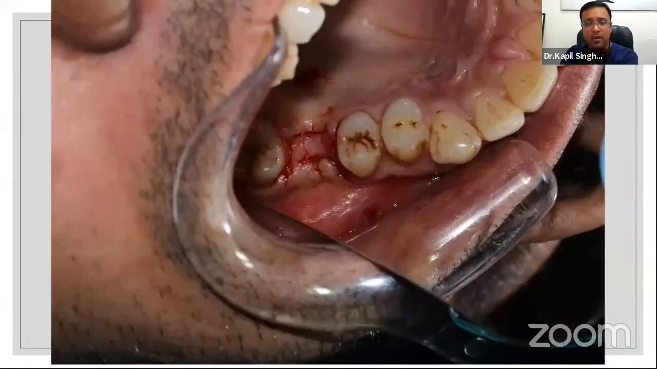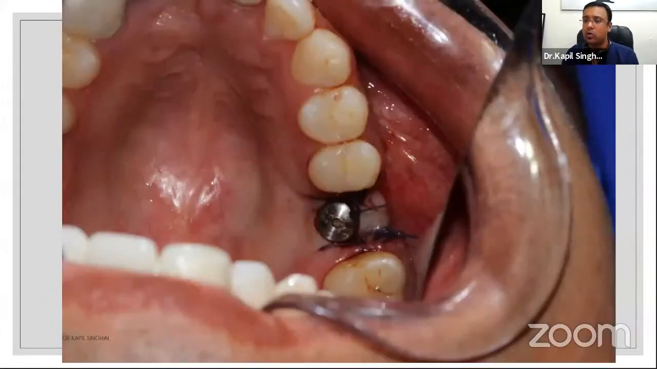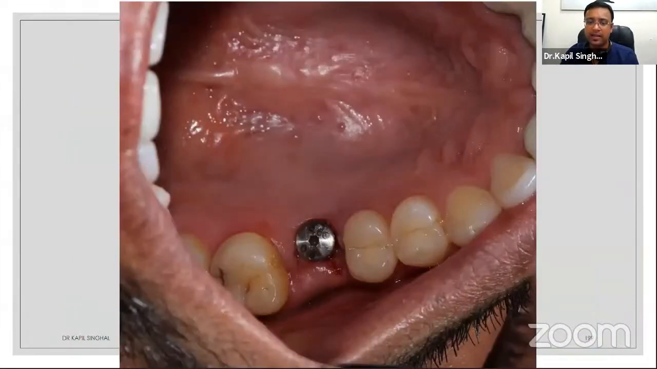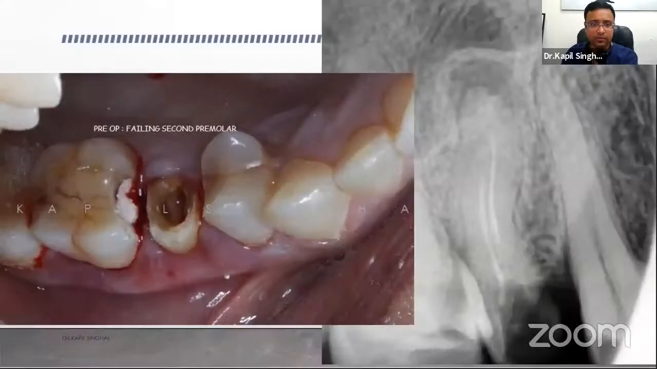And after 3 months, I opened up the flap again. Okay, and I gave a papilla preservation and I placed the healing cap in the patient. And I rolled my buccal flap and sutured to get a good buccal thickness to cover up that buccal soft tissue defect that was present. Okay, so this was the X-ray after the healing cap was placed after a period of 3 months.